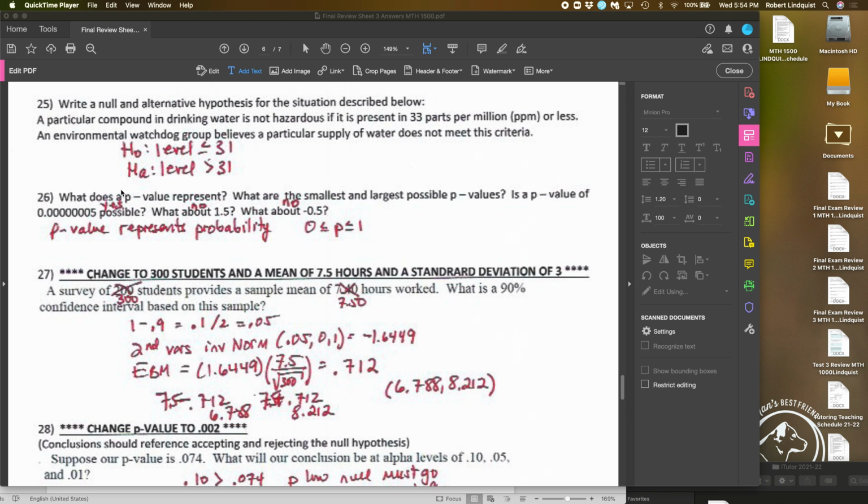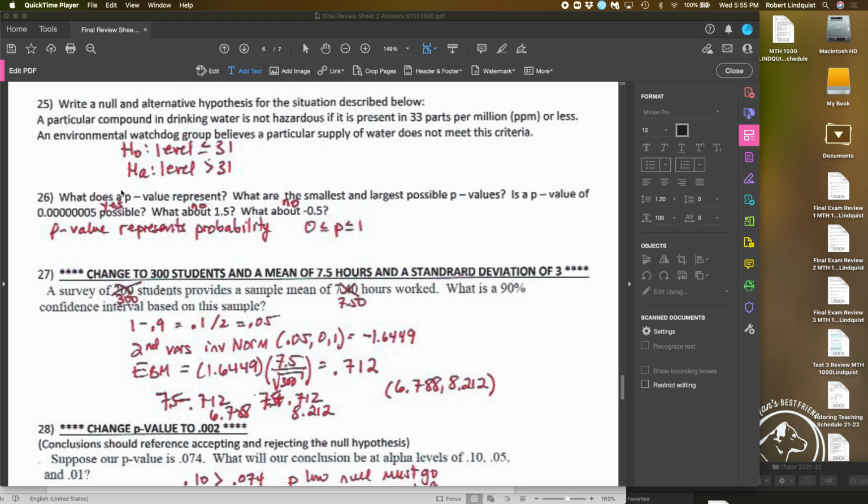Remember, null stands for the thing that can be nullified, not like null set. And that is that the level is less than or equal to 31. You always, 100% of the time, have the equals involved with the null hypothesis. We never put it with the alternative hypothesis. In this case, the alternative to being less than or equal to 31 is to be greater than 31. So the alternative hypothesis is that the level is greater than 31.